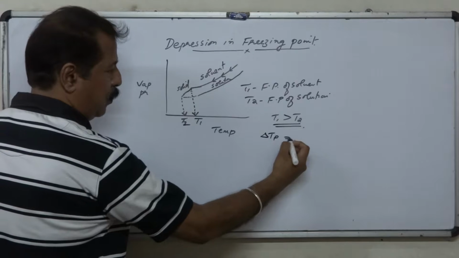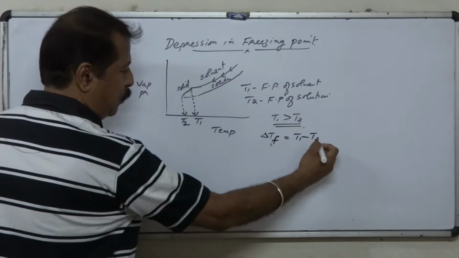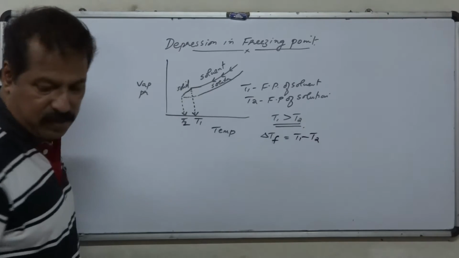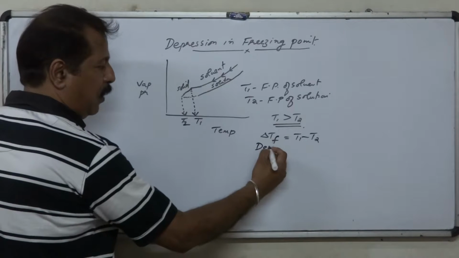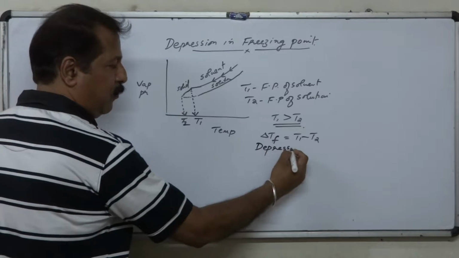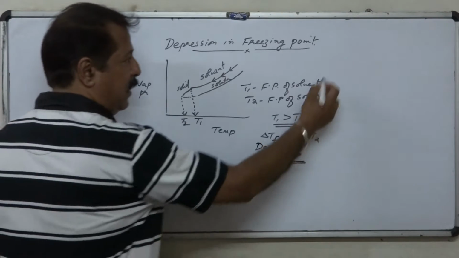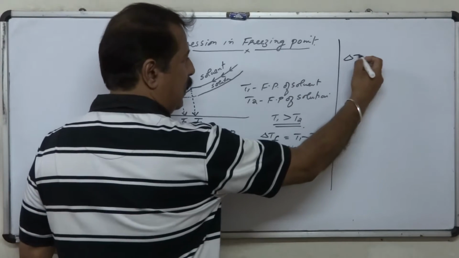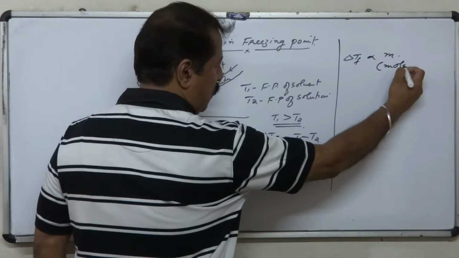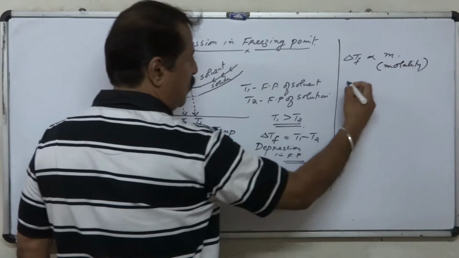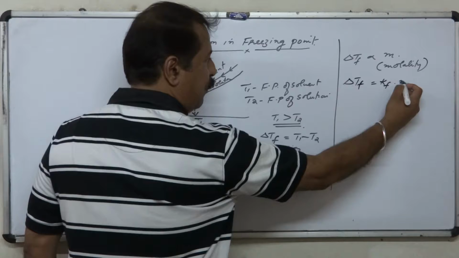Delta TF is equal to T1 minus T2. So T1 minus T2 is called delta TF, and delta TF is called the depression in freezing point of the solvent. And here also the same relation: delta TF is proportional to m, and m is called the molality. You can substitute delta TF is equal to Kf into m.